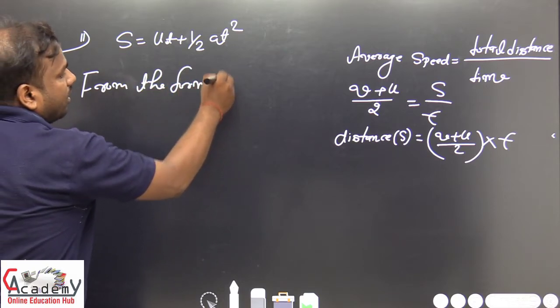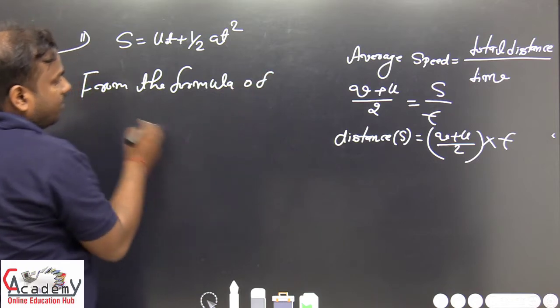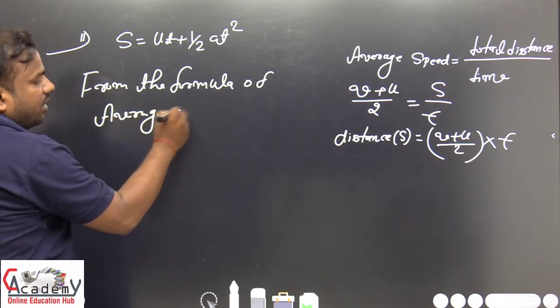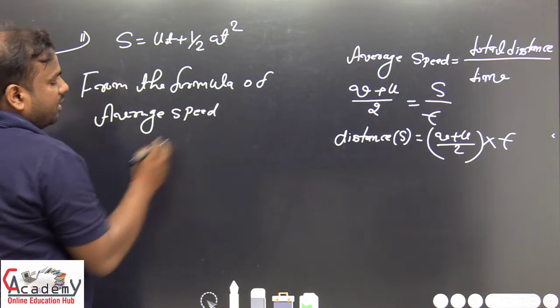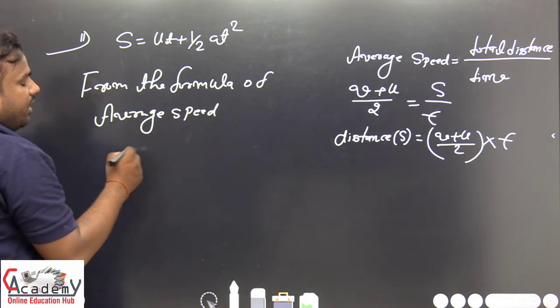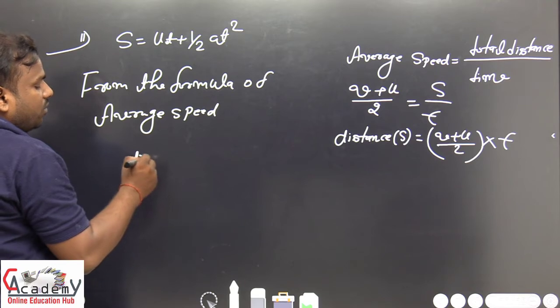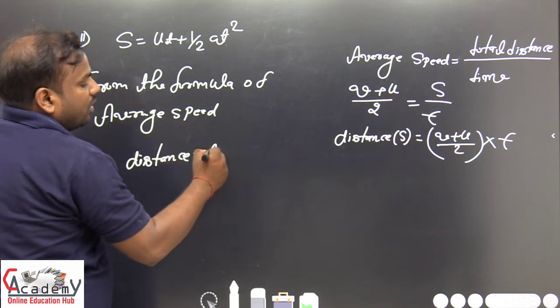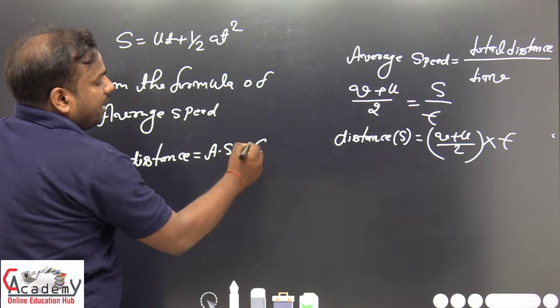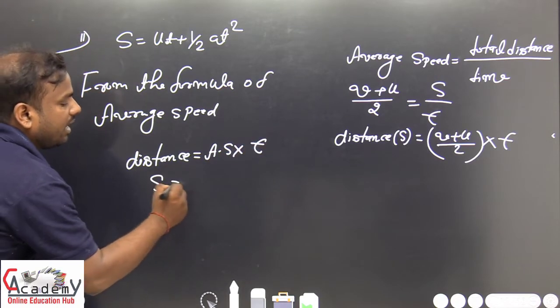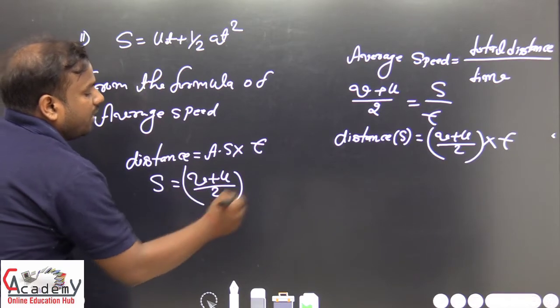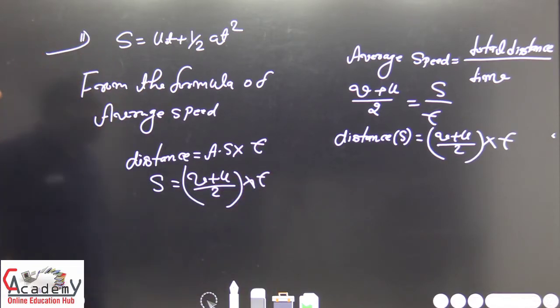Then from the formula of average speed, we got distance equal to average speed multiplied by time. What is the distance? S. Average speed is (v plus u) by 2, multiplied by t.